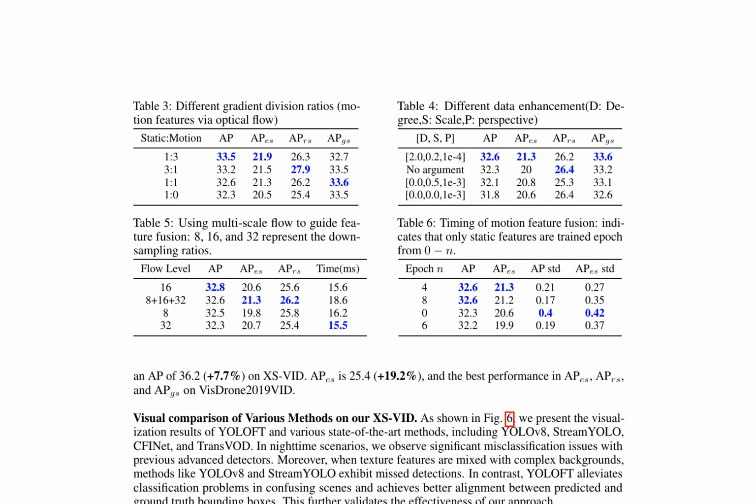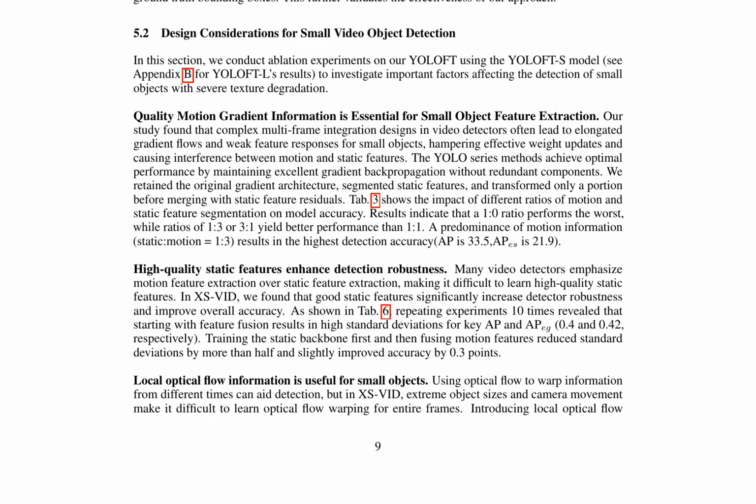Table 6 illustrates that starting with feature fusion results in high standard deviations for key AP and APS, while training the static backbone first and then fusing motion features reduces these deviations by more than half and slightly improves accuracy by 0.3 points. The use of local optical flow information is also explored, with the authors noting its potential to aid detection by warping information from different times.